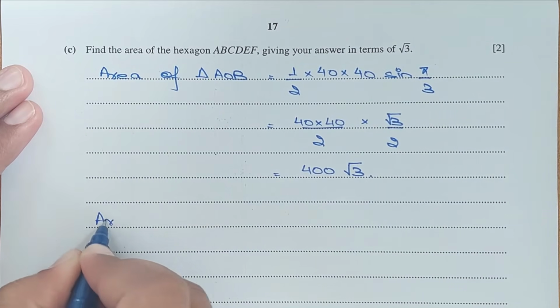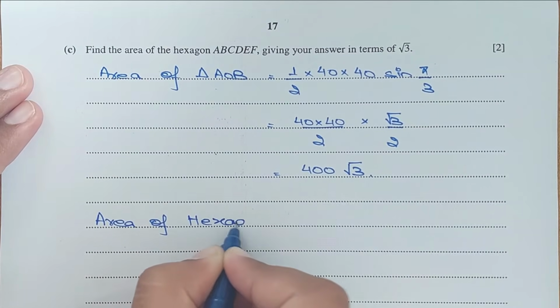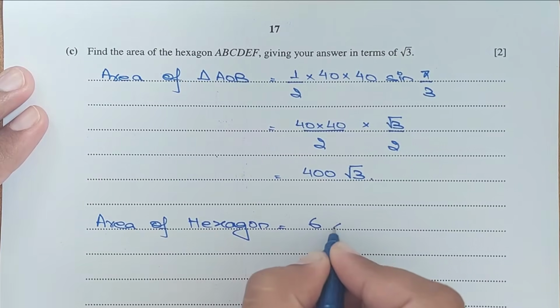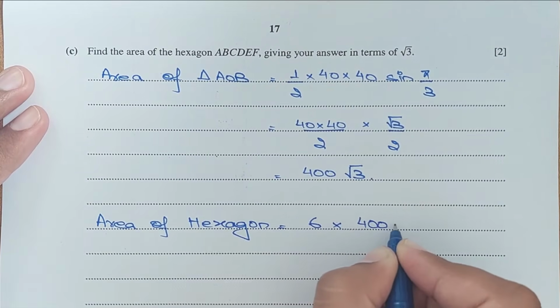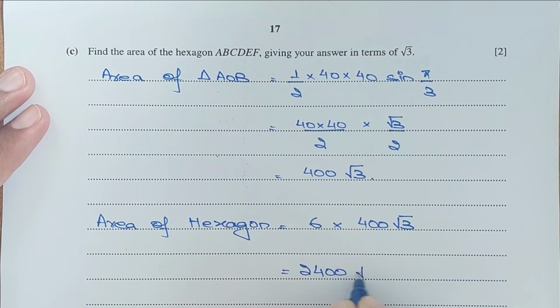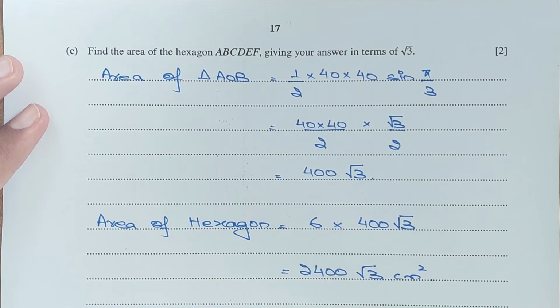So now we can say that the area of the hexagon is 6 identical triangles, so we have 6 times 400 square root of 3. 6 times 4 is 24, so 2400 square root of 3 centimeter square is the area of the hexagon, right?